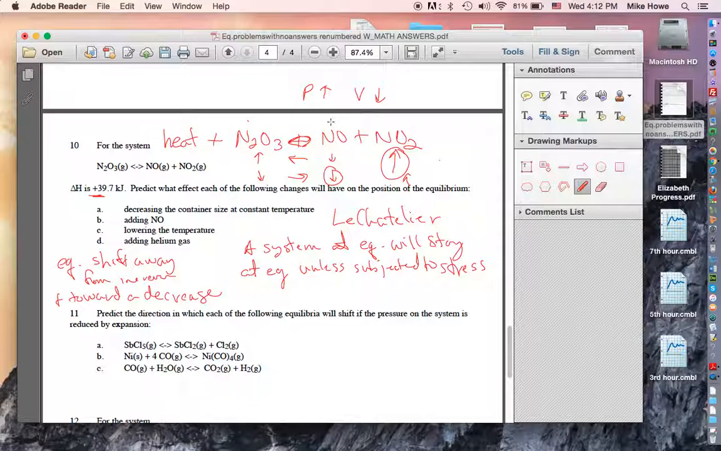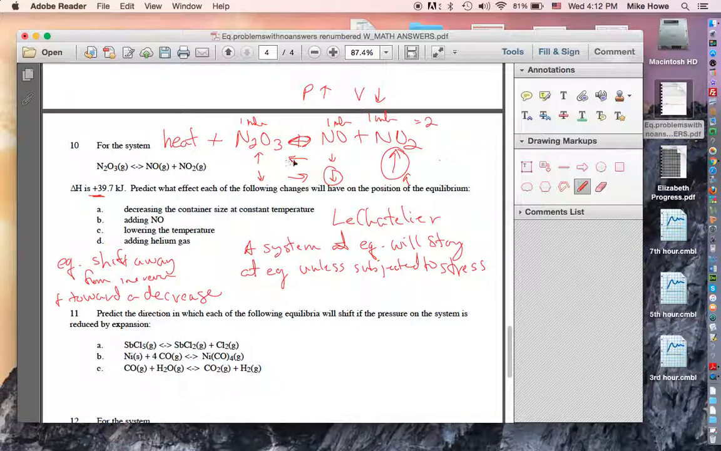In this case, I have a mole here and a mole here. So I got 1 mole and 1 mole of gas on the right side of the arrow. On this side, I've got 1 mole of gas on the left side of the arrow. But on this side, how many total moles are there? There's 2. So if I increase the pressure on the system, decrease the volume, it's going to favor the side or shift toward the side with less moles. So if I increase pressure, it's going to go this way because there's less moles over here.